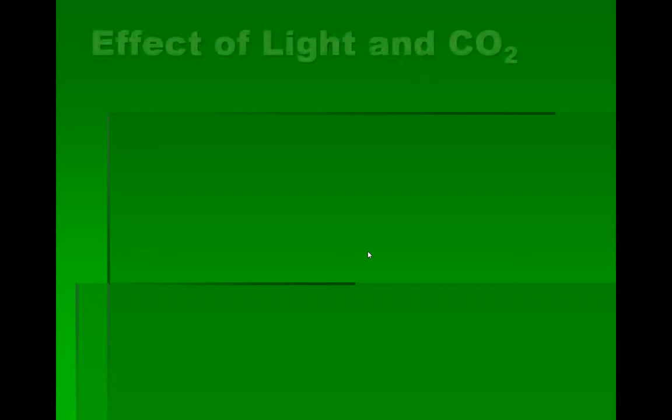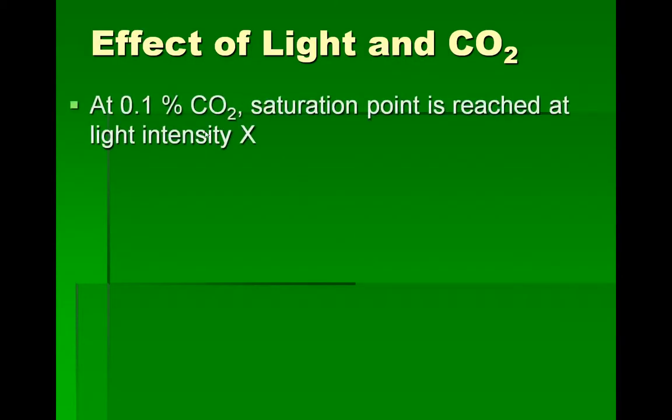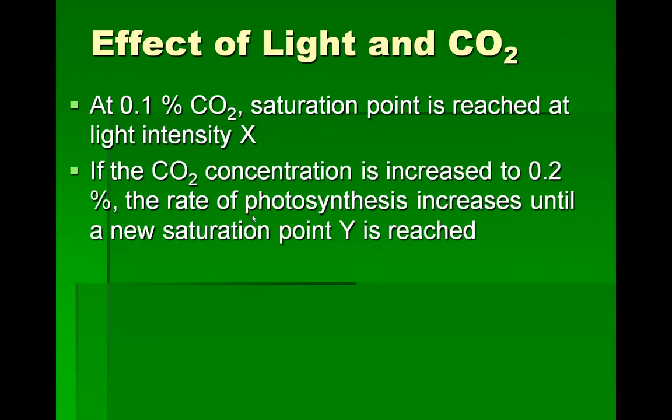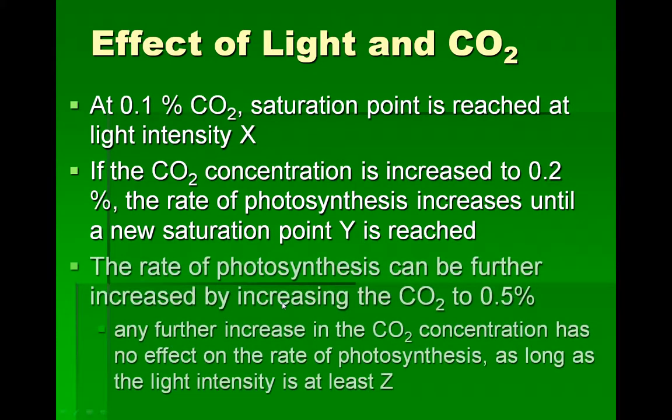So at 0.1%, just to summarize, the saturation point was at this lower level. If we increase it to 0.2%, so double it, then we can shift the saturation point, and we get an increase in the rate of photosynthesis, up to and including 0.5%, after which there's no point in increasing the CO2 level.